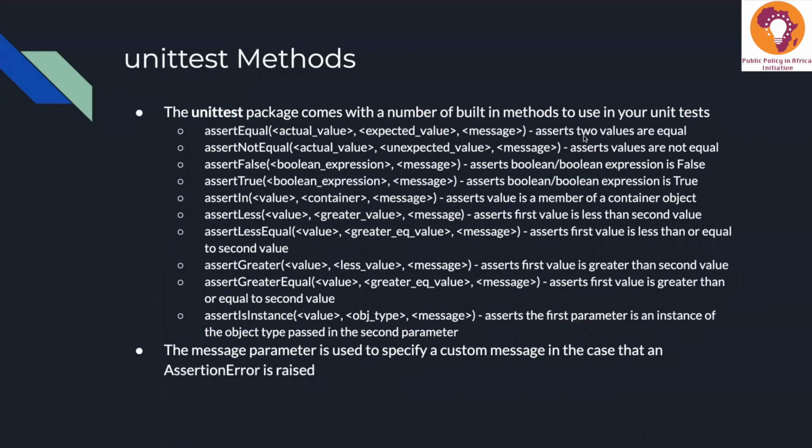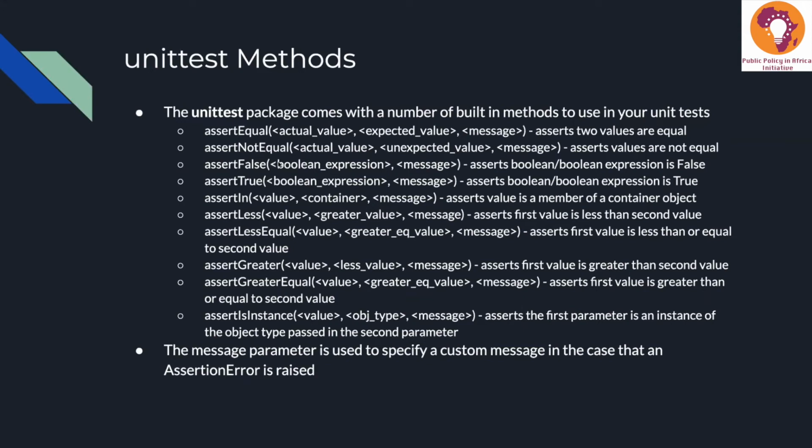So this asserts that the 2 values are equal. The first value here is equal to the second value here. And then we can have some custom message, and this message is optional. Assert not equal, same thing: the actual value and the unexpected value, so what you don't want this value to be equal to, and then a message. This asserts that the values are not equal.